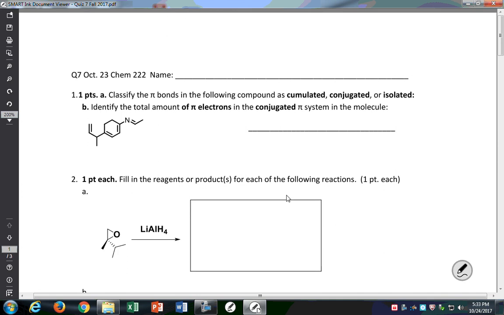Okay. So, cumulated is this. We have that shared carbon. We don't see any of that in here. There's no cumulated system: one carbon, two different pi bonds. That's a very distinct bonding. We don't have that. We have an sp3 carbon here, so this is going to be isolated.